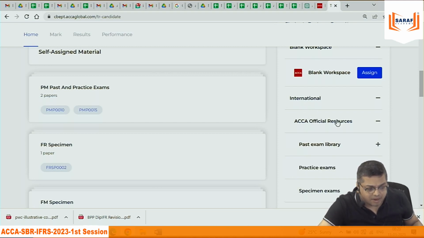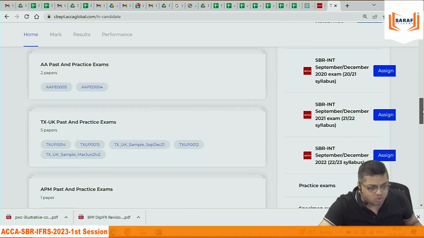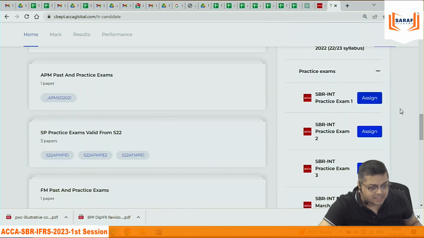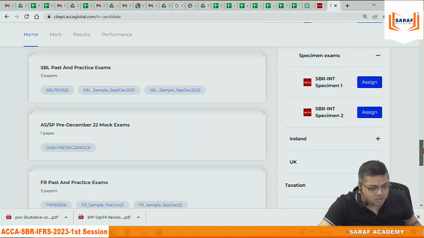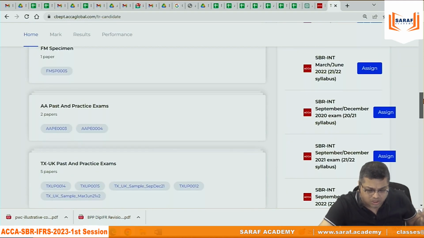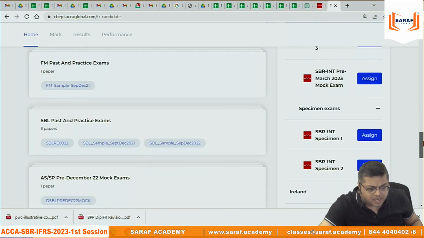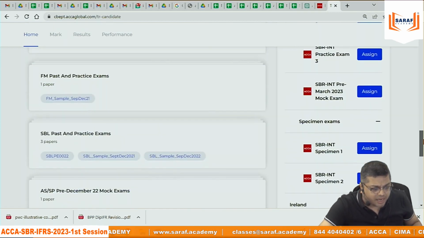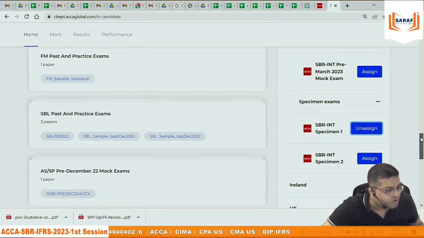Under the international level, official resources. Past exam 1, 2, 3, 4, 5. Practice exam 1, 2, 3, 4. Specimen exam 1, 2. So in total, even this can be opened by an IFRS student also, because they have the ACCA ID and password. Around 10 to 11 papers are given. Suppose I am going into a specimen exam. Suppose this one. This is assign. Once you assign, then on the left hand side, you will be able to see the paper. Specimen exam for SBR.